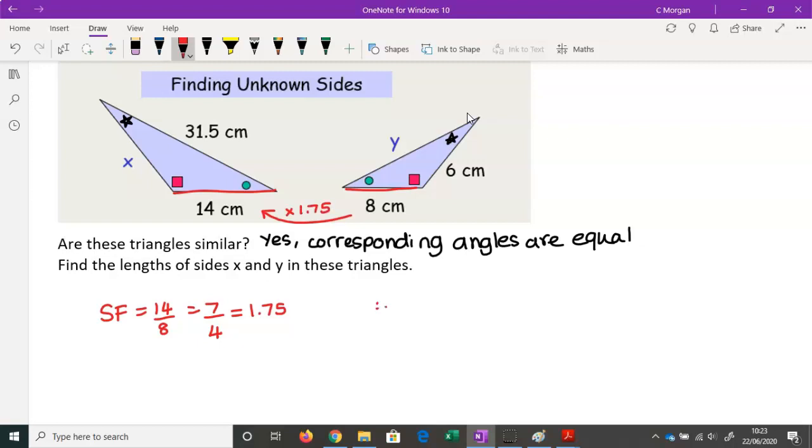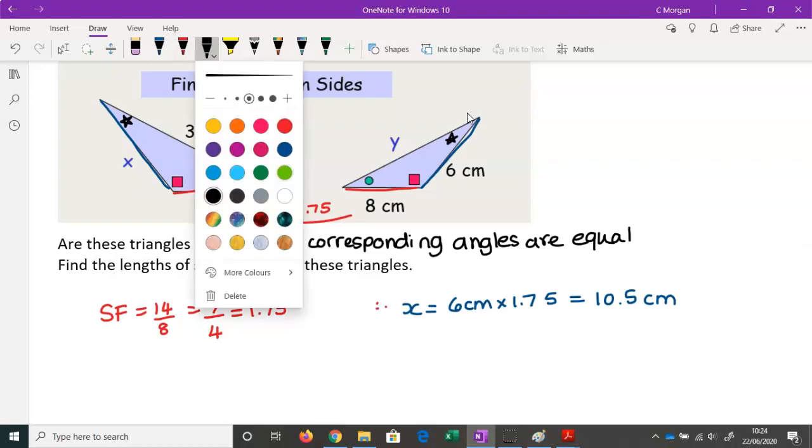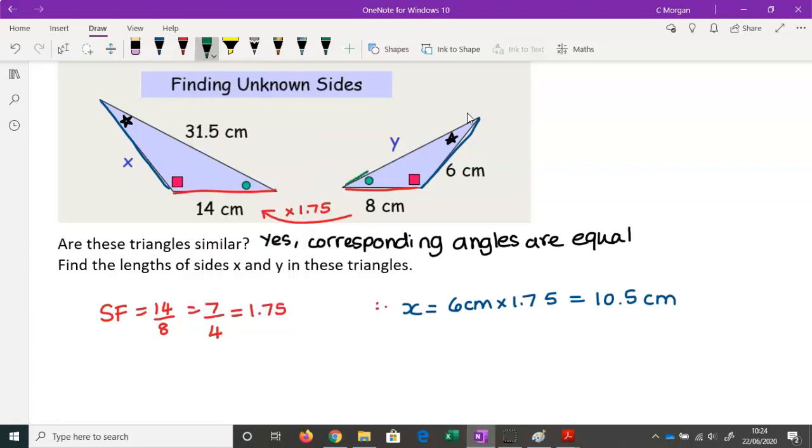So therefore, to find side x, I'd like to have a look at the side that runs between the square and the triangle. Now the side that runs between the square and the triangle is 6. So to find x, I know that that's going to be 6 centimetres multiplied by 1.75. And if I do that, I get 10.5 centimetres for x. Now the remaining side, which I'm going to do in a different colour, must be corresponding to the side that runs between the triangle and the star.